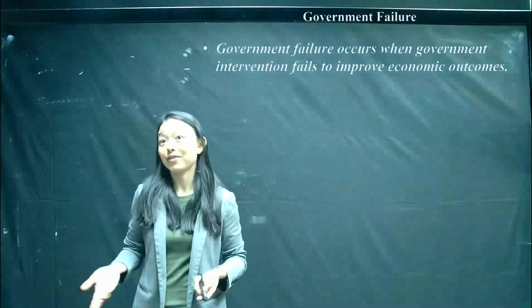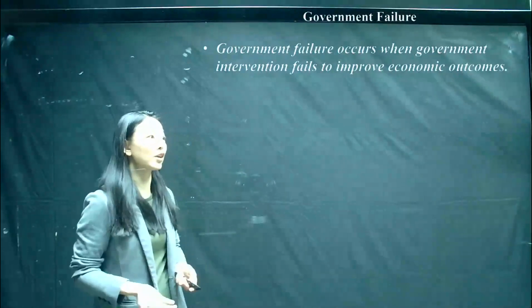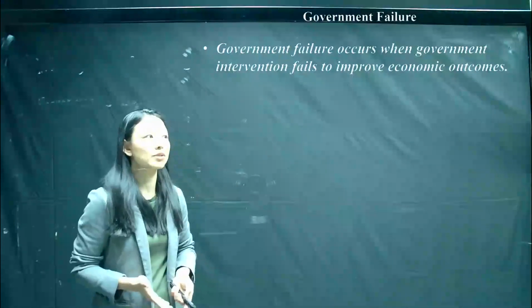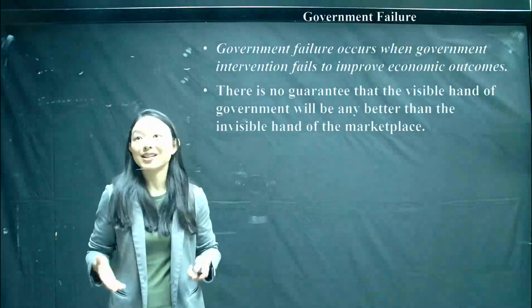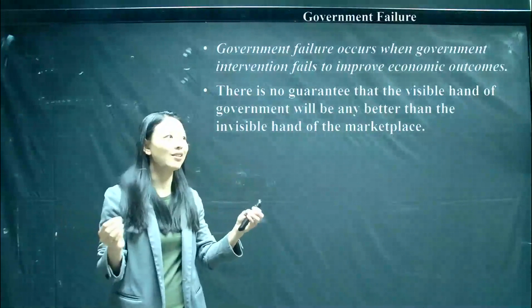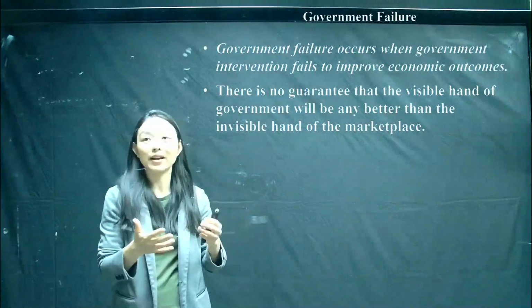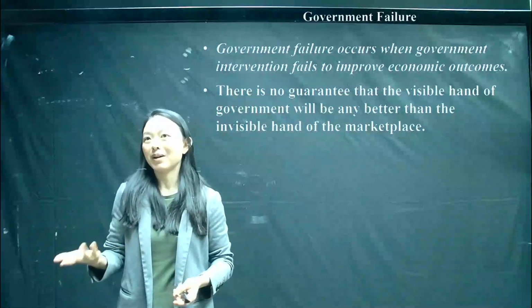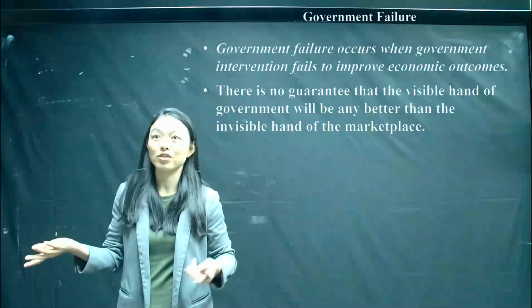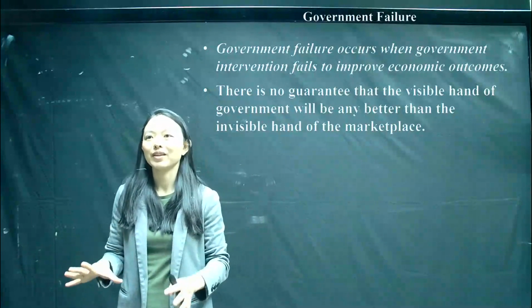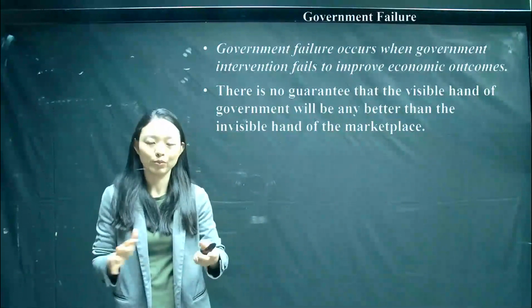Okay. Not only will the market face failure, the government will face failure as well. Government failure occurs when government intervention fails to improve economic outcomes. And there is no guarantee that the invisible hand or the visible hand of government will be any better. Which one will be better? There is no guarantee. You might say, I think the government will be better than just the market, or maybe the market will be better than government. No, there is no definite judgment about which one will be better.